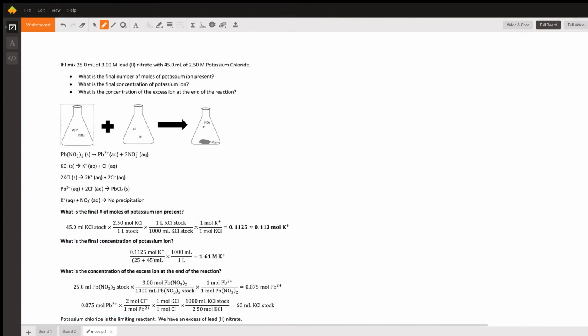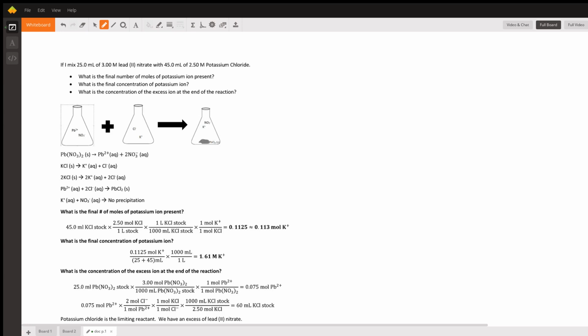So I am going to mix 25 mLs of 3 molar lead nitrate with 45 mLs of 2.5 molar potassium chloride. 3 questions we want to answer. Number 1, what is the final number of moles of potassium ion present? What is the final concentration of potassium ion? And what is the concentration of the excess ion at the end of the reaction?